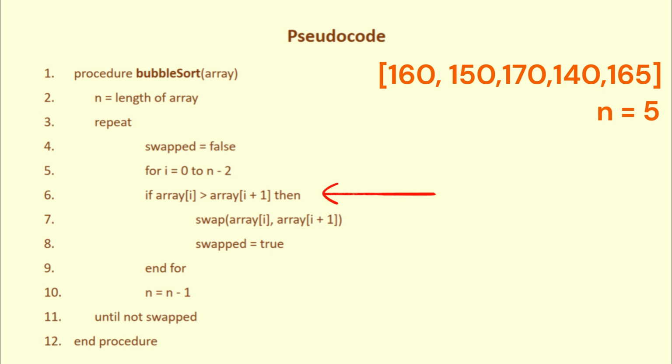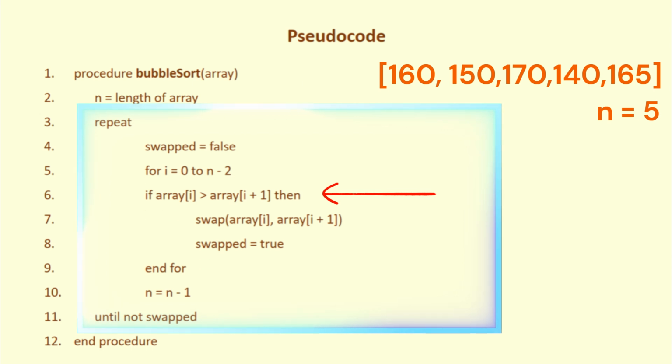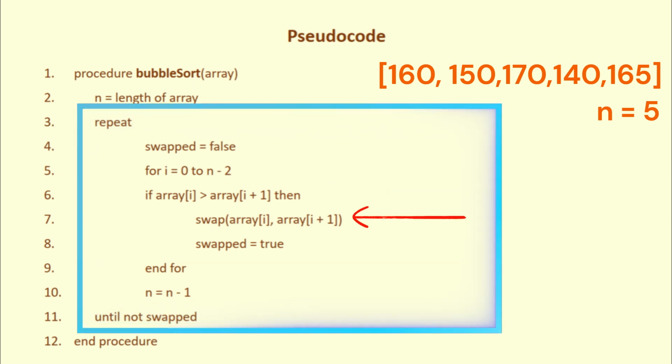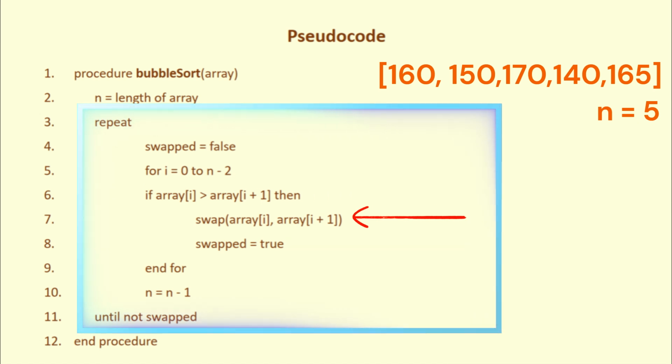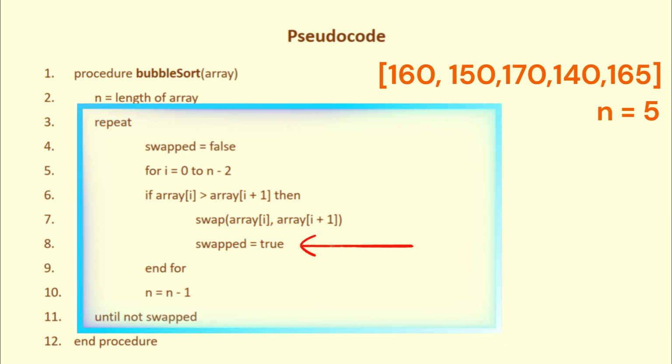Step 6, compare and swap. The next part is if array of i is greater than array of i plus 1, then swap array of i with array of i plus 1. Here's what's happening. We check if the current element is greater than the one right next to it. If it is, we swap them, which means we switch their positions in the array. After the swap, we set swapped equals true, indicating that we made a swap.